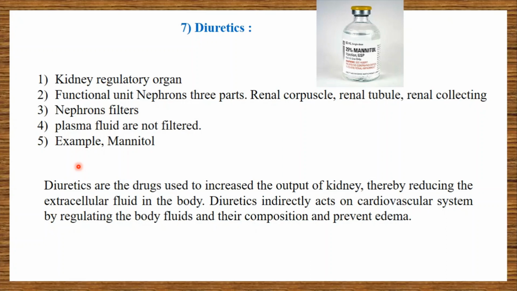So mannitol and urea are examples of osmotic diuretics, and these are low molecular weight compounds. Mannitol and urea form a hypertonic solution and cause water to pass from blood to tubule, thus producing a diuretic effect. Examples are mannitol and urea. So this is all about your diuretics.